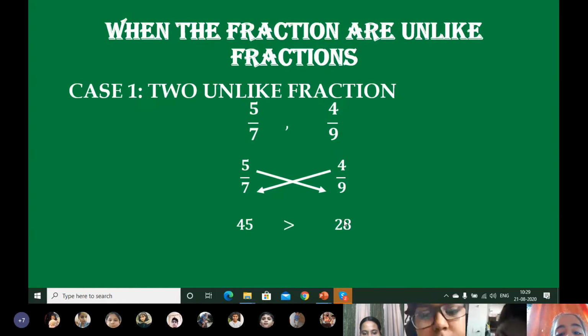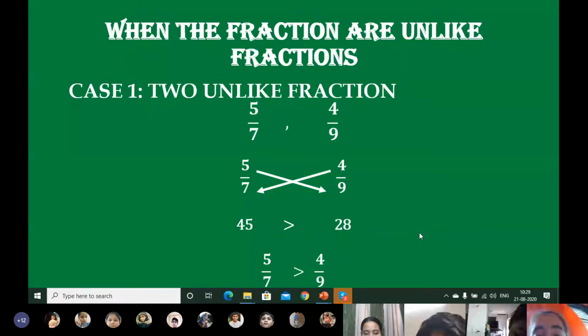Now which number is greater? 45 is greater than 28. So that means which number is greater, 5 by 7 or 4 by 9? Ma'am, 5 by 7. 5 by 7 is greater than 4 by 9.